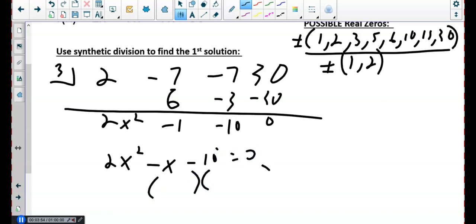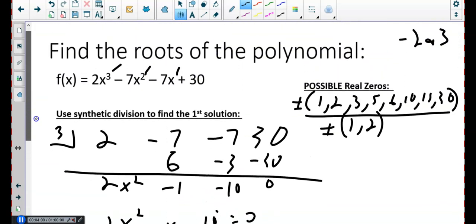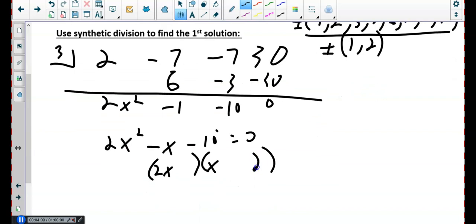Now for this one, I need to factor. Obviously, it's going to be 2x and x. But remember, a little bit of a cheat. I know -2 is going to be one of my options. So 2 times 5, that will give me 5. That will give me 4. That's what I want for -1. I want more negatives. So I want the 5 to be negative and this to be positive.